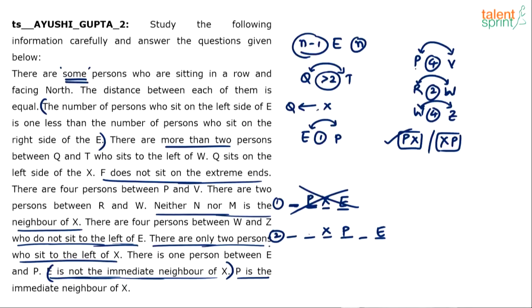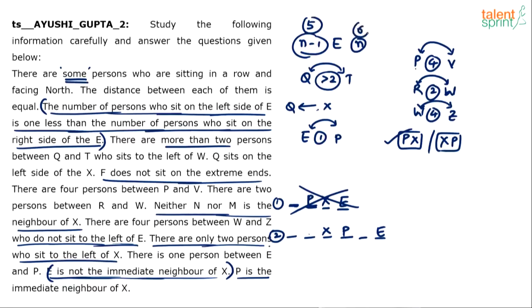Now the most critical point, like we discussed earlier, was that the number of persons on the left of E is 1 less than the number of persons on the right side of E. If there are n minus 1 persons on the left of E, there should be n persons on the right of E. Now count the positions: 1, 2, 3, 4, 5. There are 5 persons on the left side of E. If n minus 1 is 5, n has to be 6. So there have to be 6 persons on the right of E. So put 6 positions, 1, 2, 3, 4, 5, 6. This point has been done now.